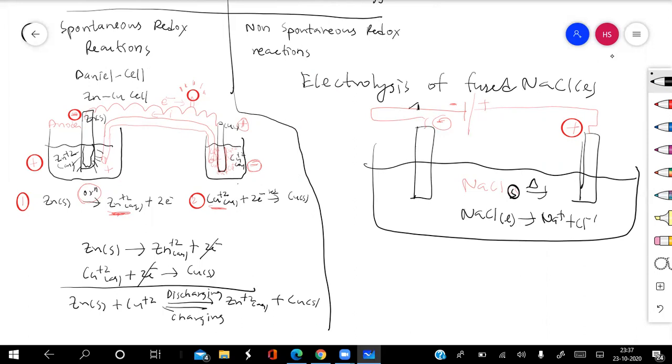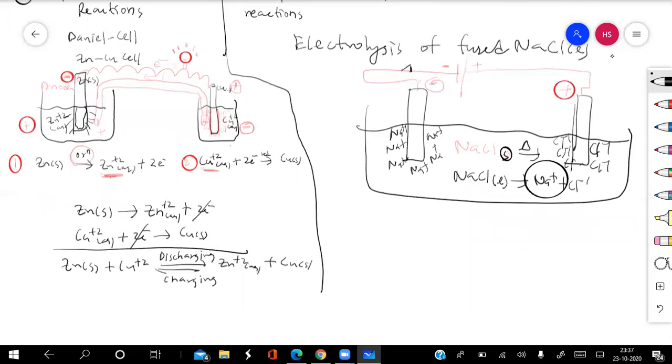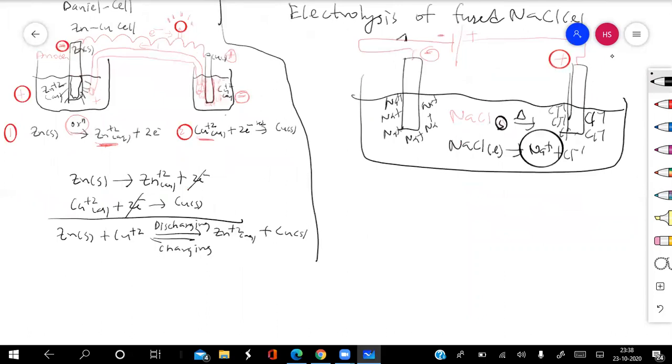So the negative electrode will attract the positive ions. After some time, you will find all the positive ions get accumulated over here. Understood? Similarly, on the opposite electrode, which is positively charged, all the chloride ions will be accumulated over here. After these ions migrate to the electrodes, the discharge reaction takes place.